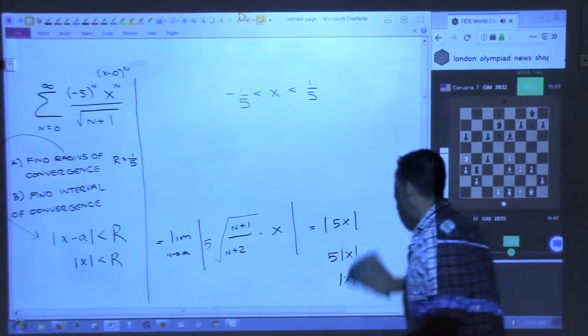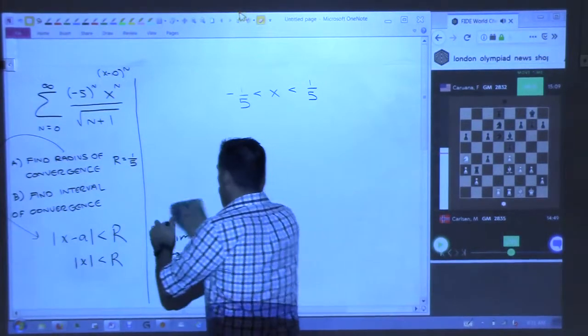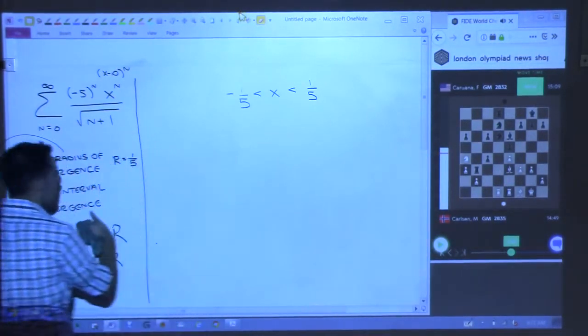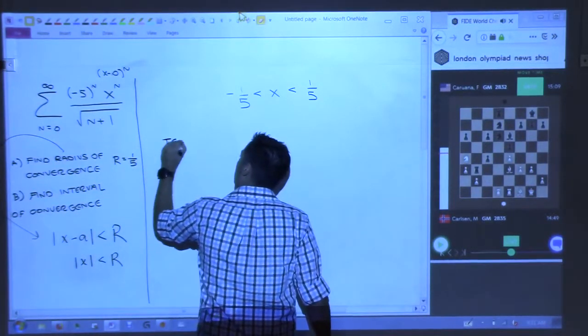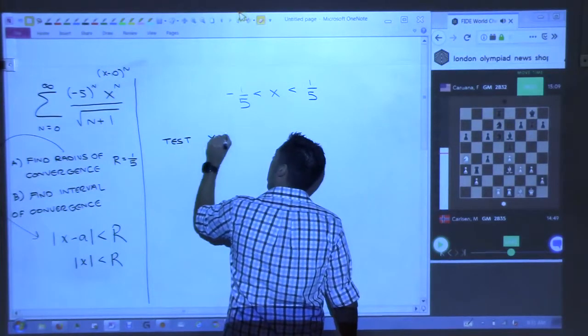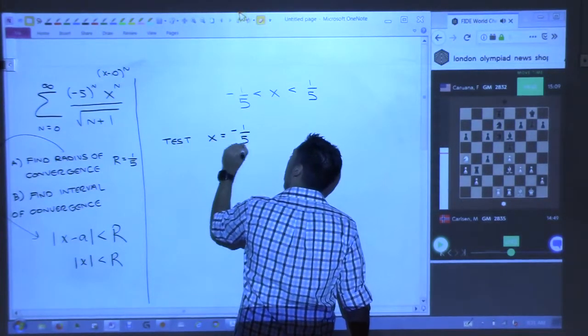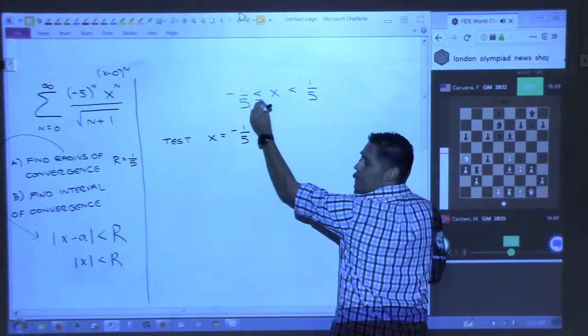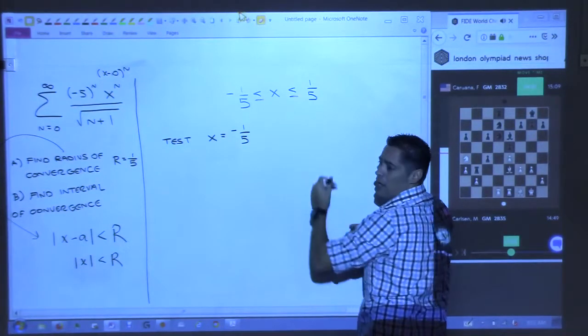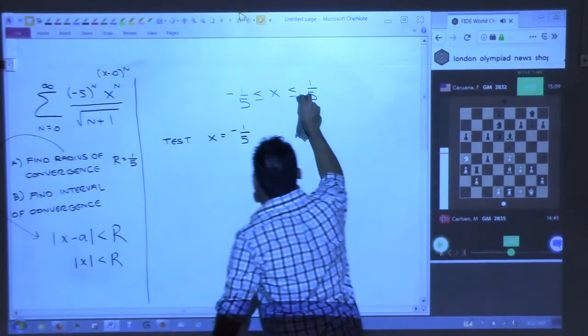So here I go to test it. So this is not the answer. This is not the answer to part B yet. So now I'm going to test the endpoints. So let's test x equals, what if x equals negative 1/5? So what I'm trying to figure out here is whether or not I can do that or not. Do I include them or not?